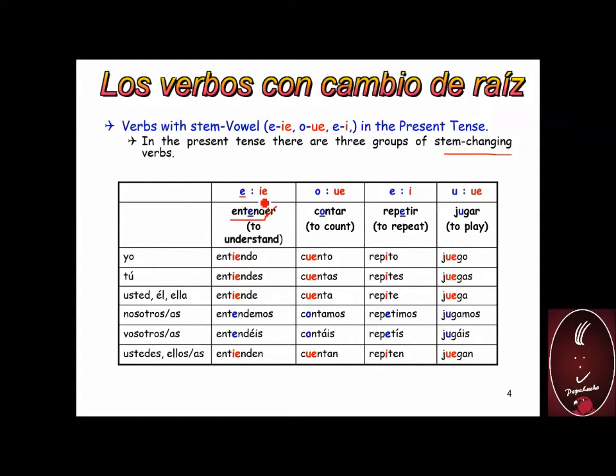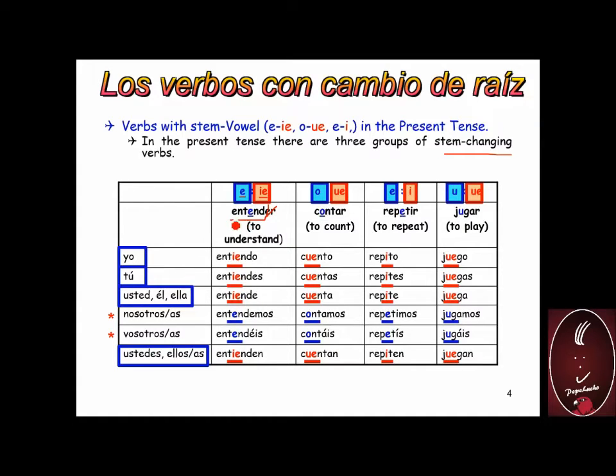The E, we're going to change for IE. In this case, this verb has two E's. The one that we have to make this change is the one that is close to the ending. That's the general rule for all of the verbs that have two vowels. So the general rule that applies to those stem changing verbs is you change this E to IE in all of the forms except nosotros and vosotros.